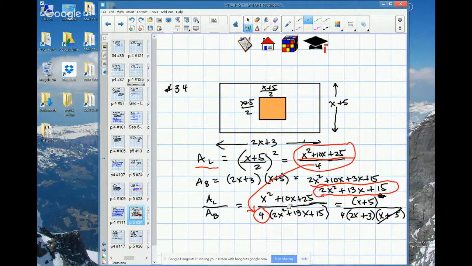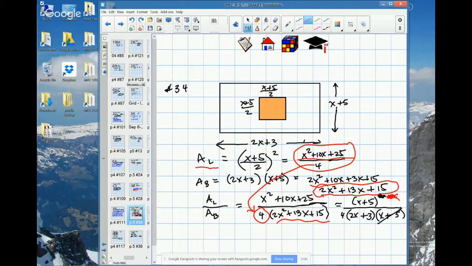How do I know that? Well, you know this is a perfect square trinomial. That's how we got it. So that's x plus 5 squared. I can factor this, and sure enough, the x plus 5s cancel. And there it is. There's the simplified ratio.